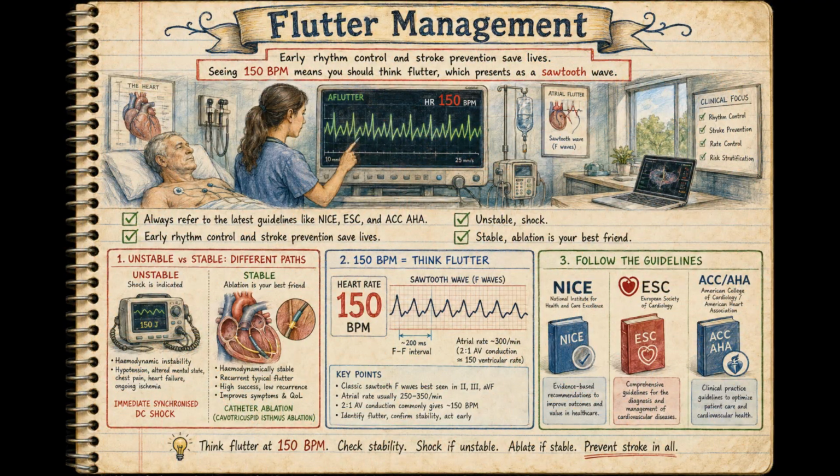To wrap up, always refer to the latest guidelines, NICE in the UK or the ESC and ACC-AHA globally. They all agree on one thing: early rhythm control and stroke prevention save lives. Remember, see 150 BPM, think flutter. Unstable, shock. Stable, ablation is your best friend.